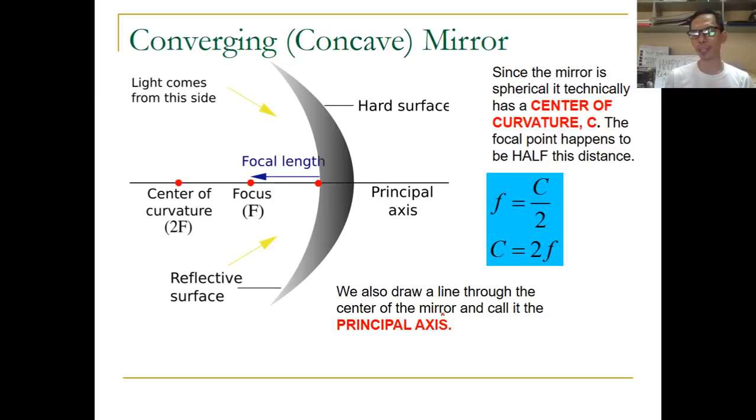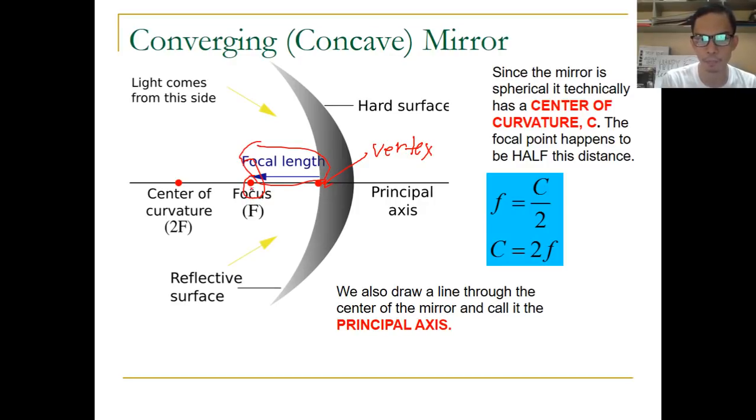All right, next one. Now, in a mirror, not only concave but also convex, there are certain parts that you need to take note of. We have here the focus, or the focal point. From the focus to this particular part of the mirror, which is called the vertex, that distance is called the focal length. So this is the focal length.